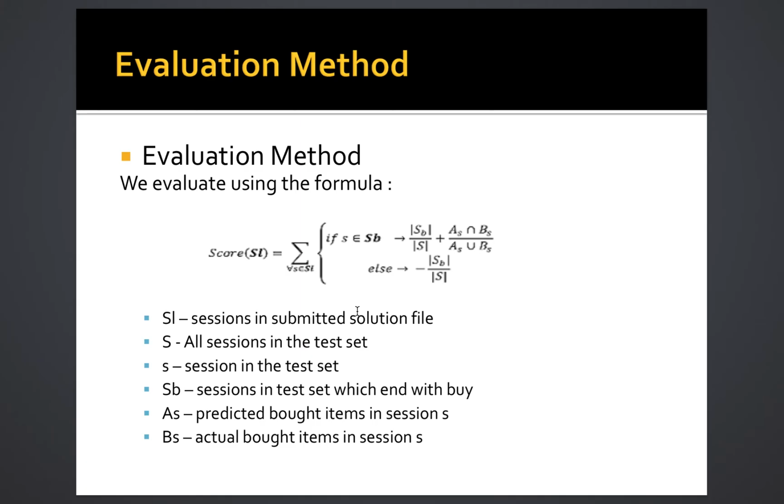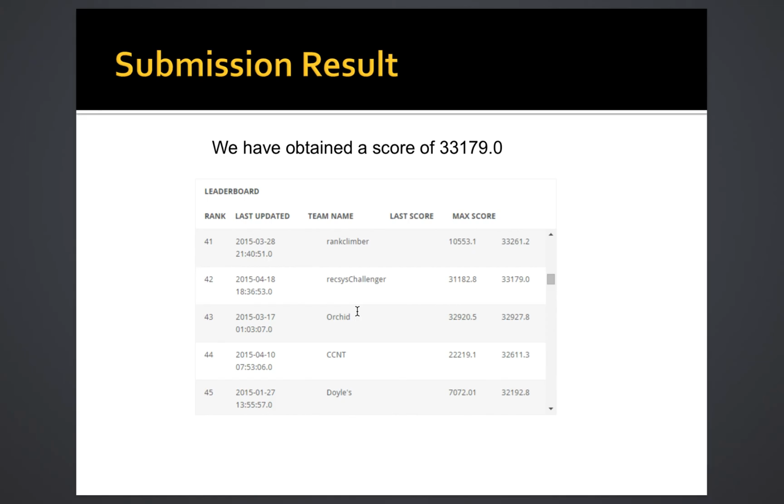This is the evaluation method that we followed, where Si is the sessions in the submitted solution file, S is all sessions in the test file, small s is sessions in the test set, Sb is sessions in the test set which end with a buy, As is predicted bought items in session s, Bs is actual bought items in session s. And we obtained a score of 33,179.